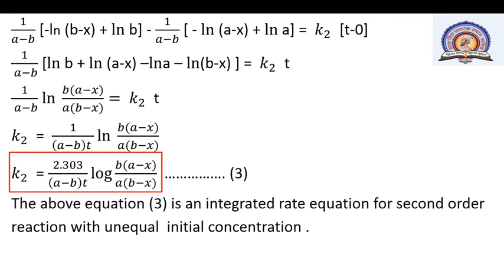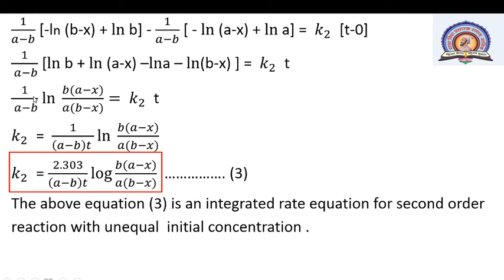Then 1 upon a minus b in bracket minus ln b minus x plus ln b bracket complete, minus 1 upon a minus b in bracket minus ln a minus x plus ln a bracket complete, is equal to k2 into t minus 0, means t. 1 upon a minus b into in bracket ln b plus ln a minus x bracket complete, minus ln a minus ln b minus x bracket complete, is equal to k2 into t.